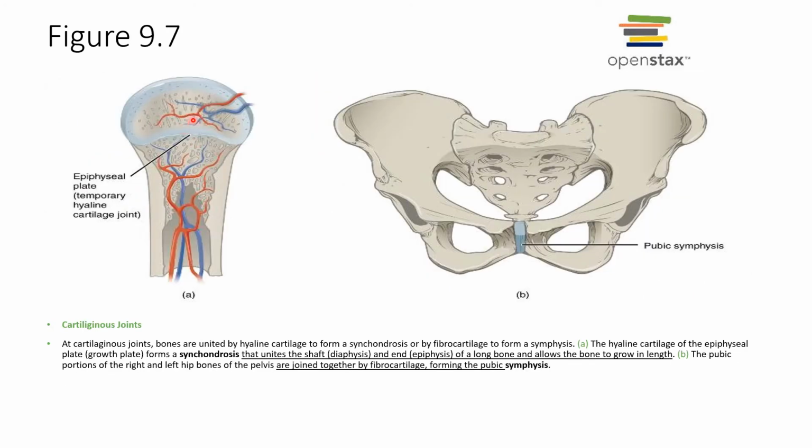So here we have our cartilaginous joints. You can see here we have a synchondrosis. This unites the shaft and the end of the long bone, and it allows the bone to grow in length, right here in the growth plate. So that's a synchondrosis. Over here we have the pubic symphysis. This is a symphysis, and it unites the two pubic bones. So that is a pubic symphysis.